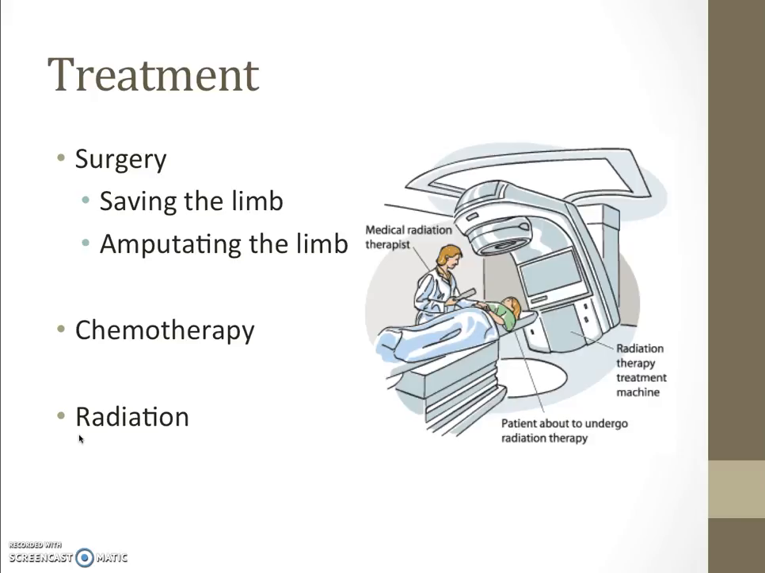With surgery, determining whether they keep the limb or amputate the limb will depend on where the tumor is and how big the tumor is. The majority of patients do not have to have an amputation.